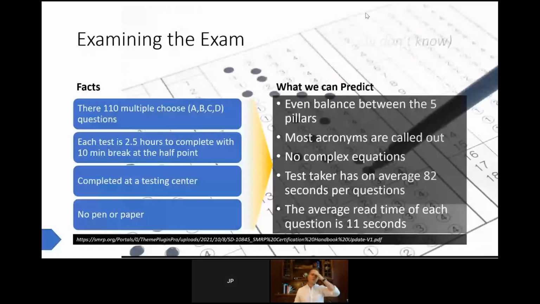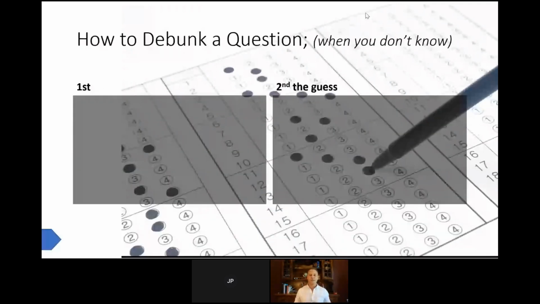So how do you debunk a question? Well, when you don't know. We're going to make the assumption that we've done all the work on the back end of the study and understanding the processes, and there's going to be a scenario where we don't know the answer. Well, the first thing is, read it more than once and ask yourself, how would the CMRP want me to answer it? What is the takeaway? Now, many of you probably have a lot of experience in the industry and have what you see as practice. But the question is, how does SMRP want it answered?